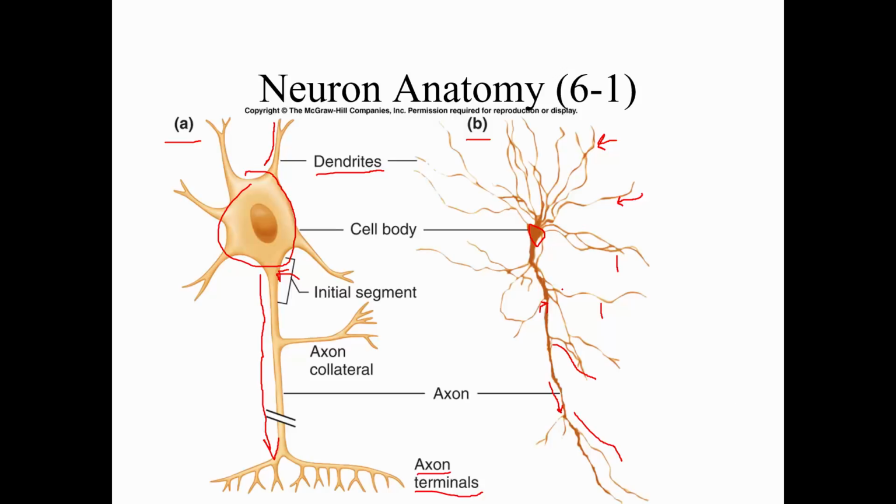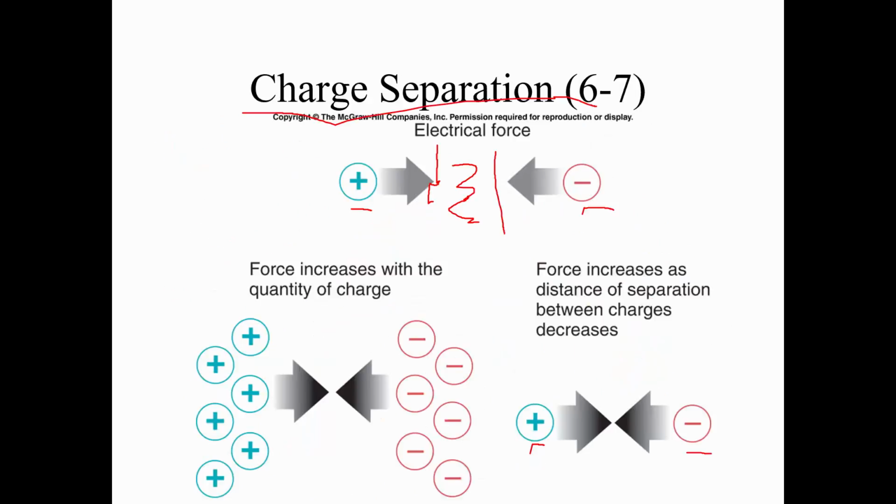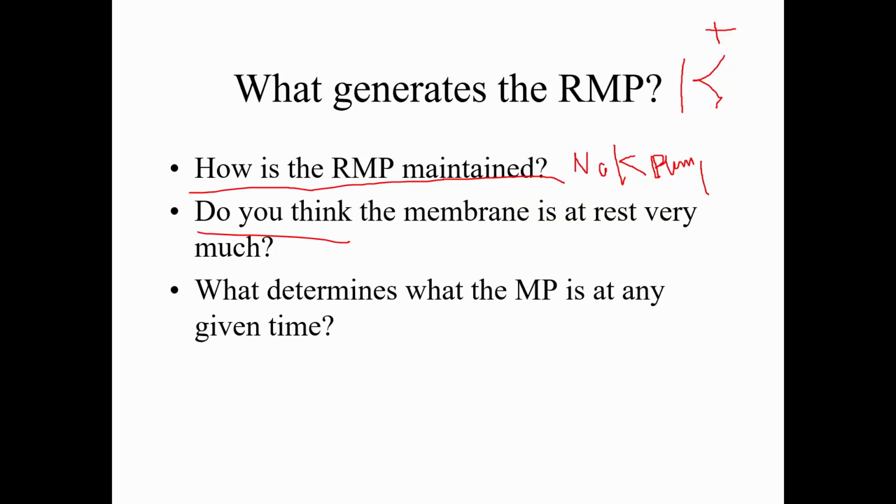So if this is constantly receiving input, it's constantly getting depolarized and hyperpolarized. So actually, the membrane is not at rest very much. So what determines what the membrane potential is at any given time? Well, what determines it are channels. What are the channels that are open, and how many of them are open?